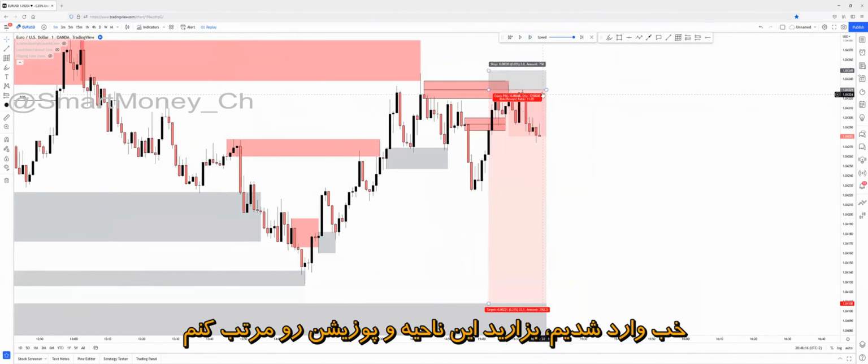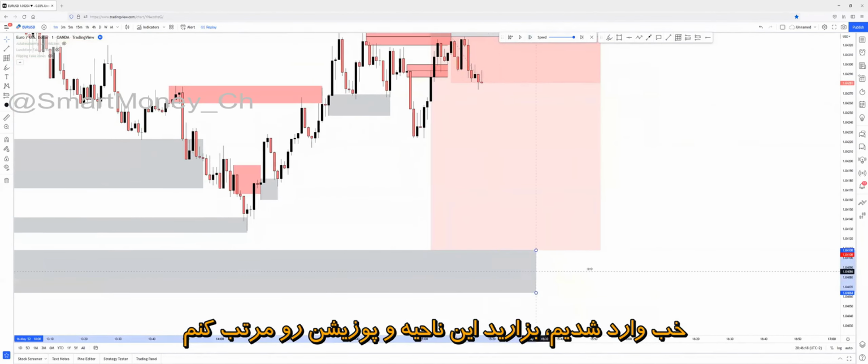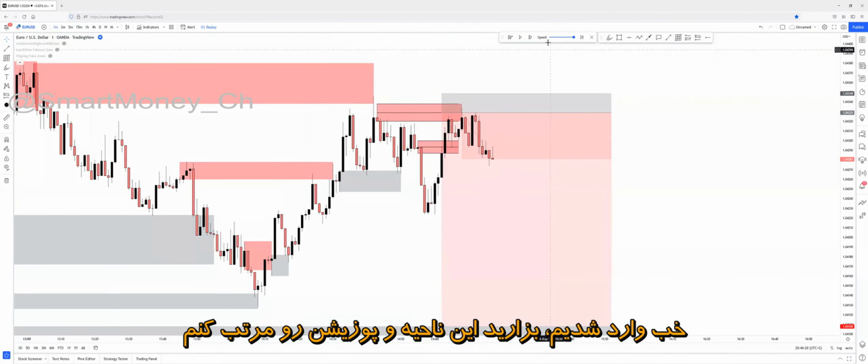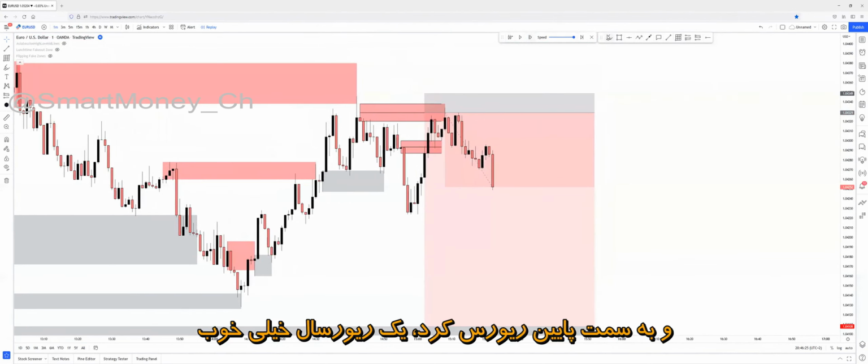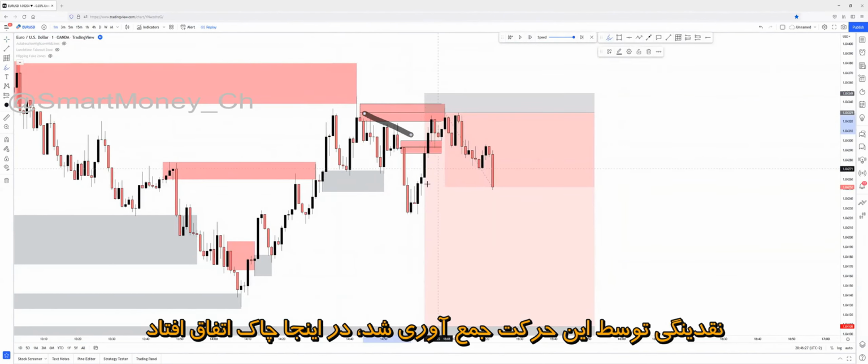Tag him. Let me just extend the zone and the position. And reversal to the downside. Perfect reversal. Liquidity has been swapped with this movement. Character has been changed here.